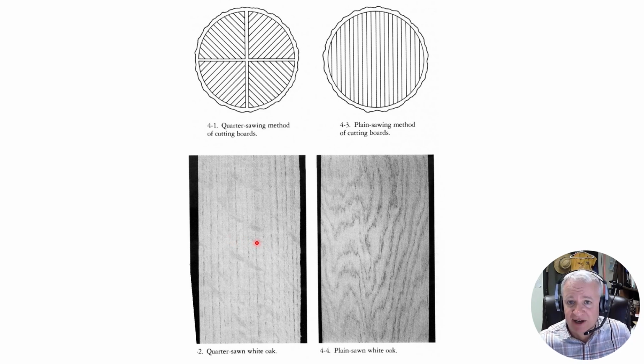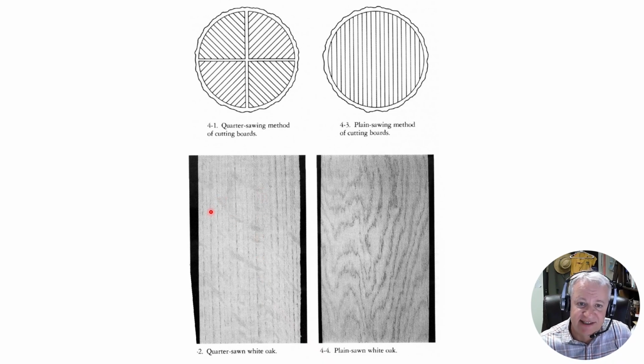And that's because this is a radial section. And in this case, these dark lines we're seeing are actually the early wood in that ring porous white oak, and the light bands are the late wood in that ring porous oak. And the same here, except the pattern is different because this is a plane sawn or tangential section. This is a quarter sawn or radial section.